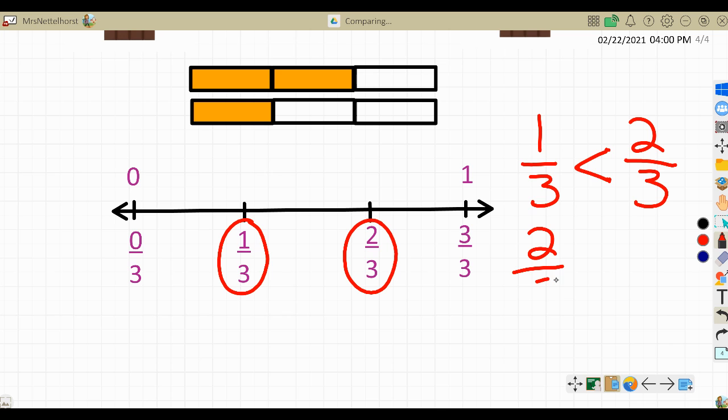If I write it the other way, I know that 2/3 is closer to 1, so it is bigger than 1/3, so I do that. 2/3 is greater than 1/3.